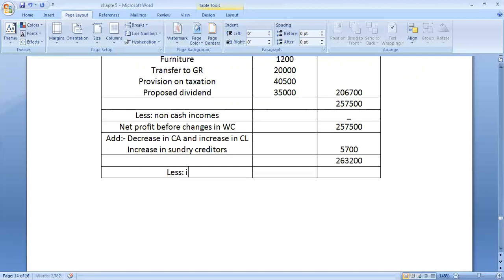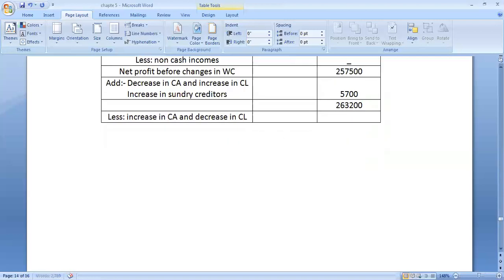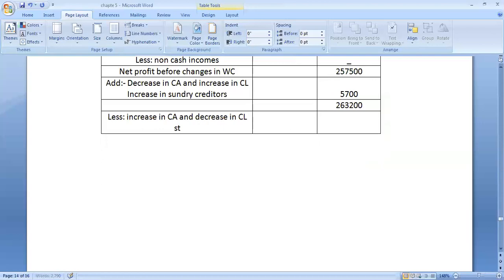So now reduce the increase in current assets and decrease in current liability. So what is the increase? So we have already discussed, stock is increased. So make it as increase in stock. So what is the value of increase in stock? It should be shown as the negative value, 13,300.